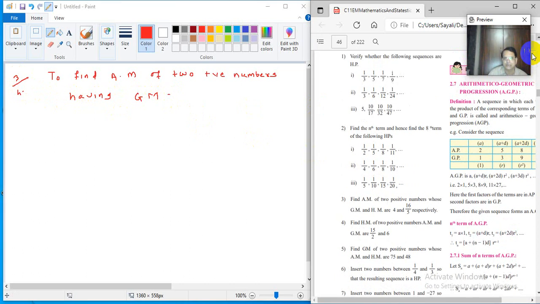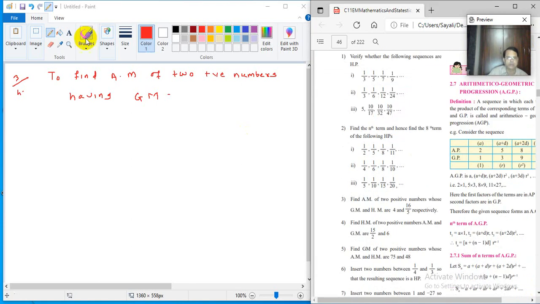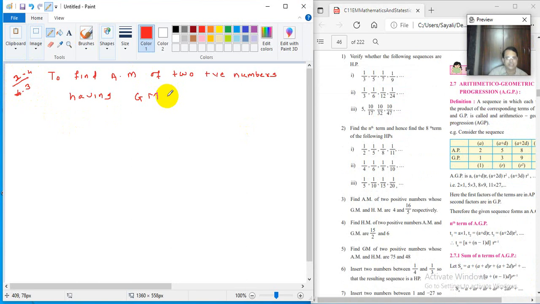What is that exercise? 2.4, sorry, not 4 point. This is chapter 2 we are doing. So from 2.4, त्यातला आपण प्रॉब्लेम नंबर 3 करतो. उलट लिहिलं मी, 3/2.4 पाहिजे. ठीक आहे. हॅव्हिंग GM 4 आणि HM 16/5.